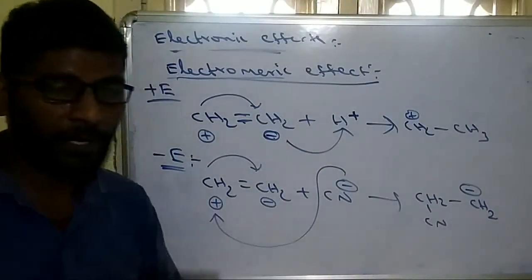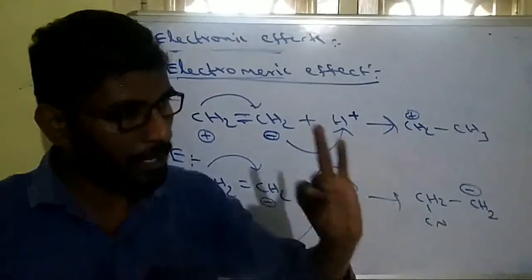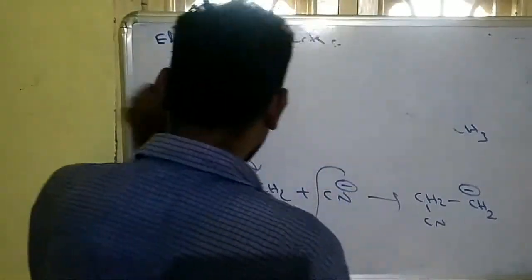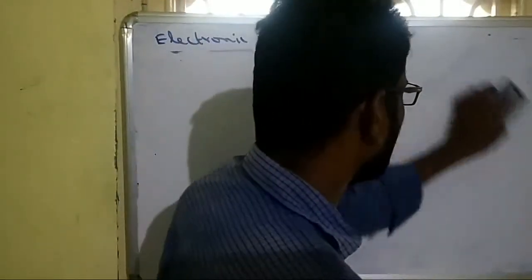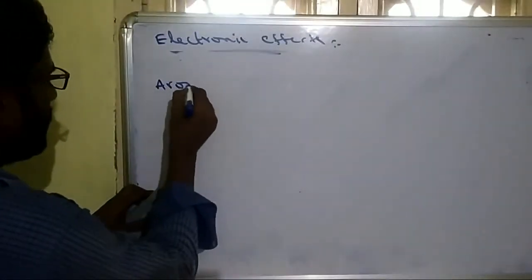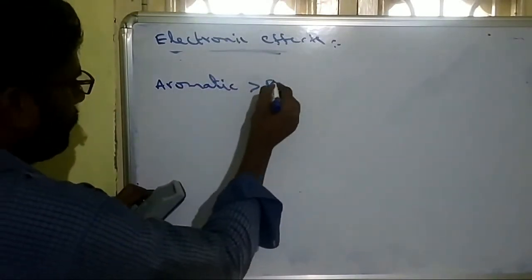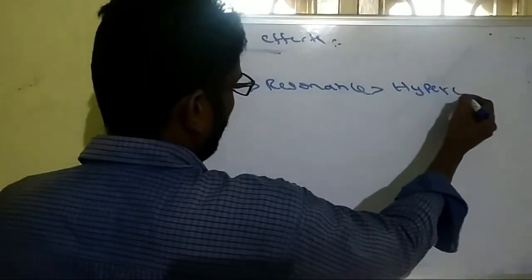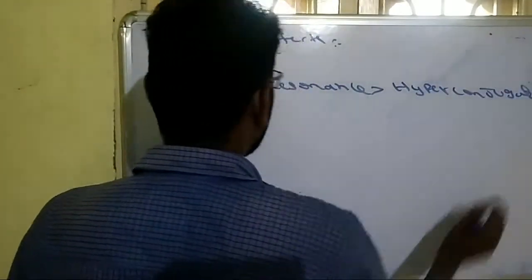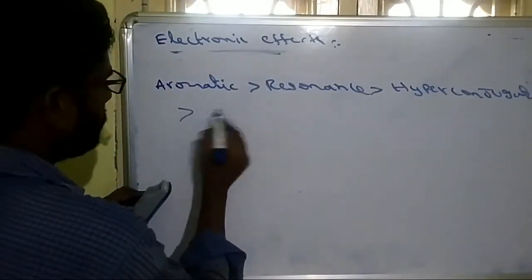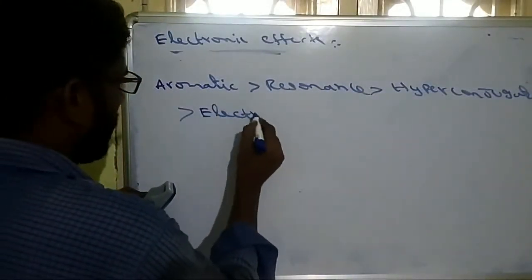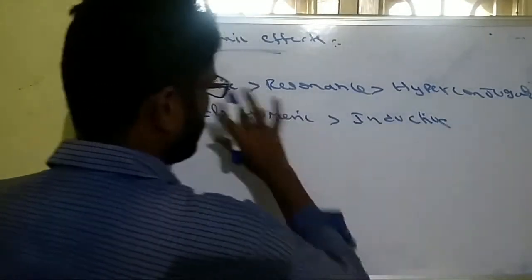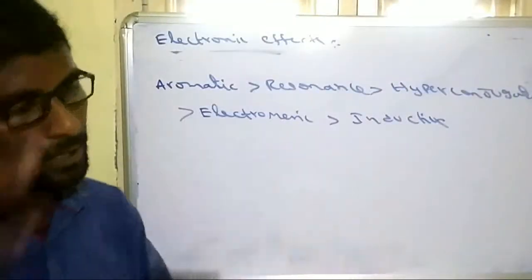So these are the electronic effects: aromatic, resonance, hyperconjugation, inductive, and the electromeric effect. Whenever stability is asked, we have to follow this order. Highest stability is shown by aromatic. After that, resonance. After that, hyperconjugation, then electromeric, and the least is inductive. So this is the order if any molecules are given and stability is asked.